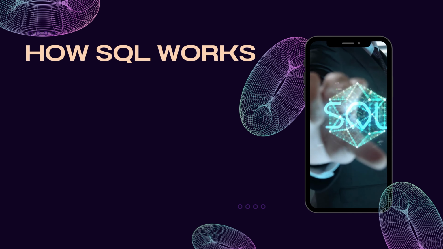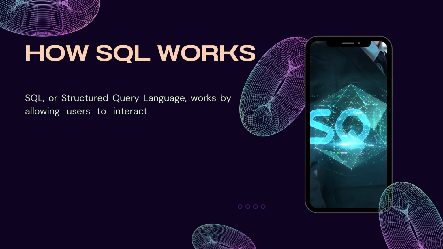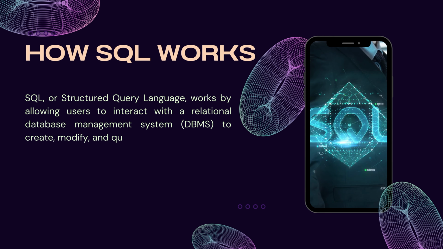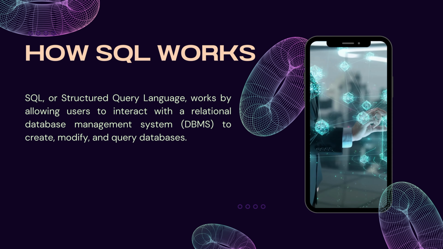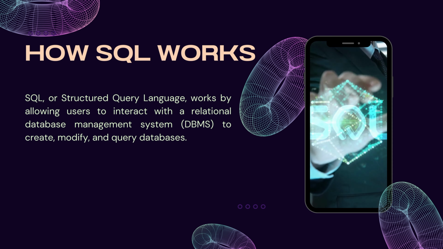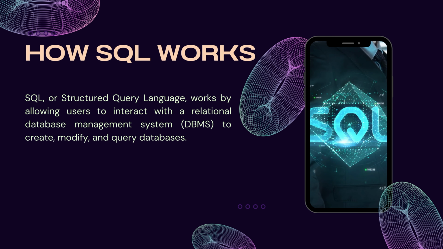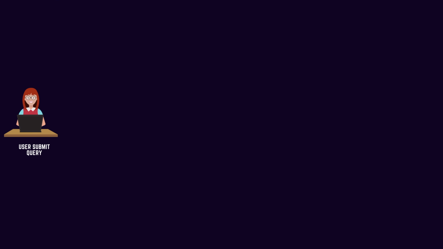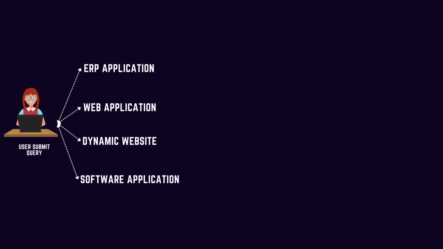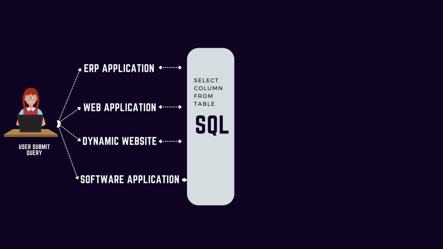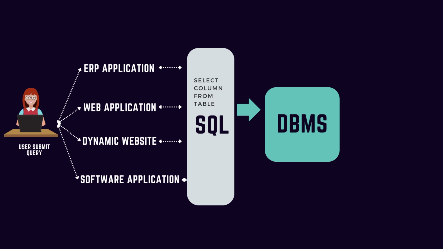So now let's understand how SQL works. SQL, or Structured Query Language, works by allowing users to interact with a relational database management system to create, modify, and query databases. The basic process of how SQL works can be broken down into the following few steps. First, the user submits a SQL query to the DBMS, or database management system. This query may be used to create a new database, modify an existing database, or retrieve data from an existing database. The DBMS receives the query and parses it to determine its syntax and semantics.